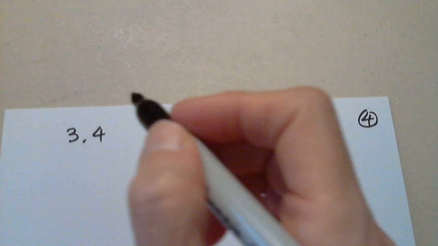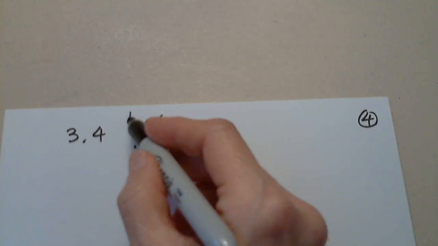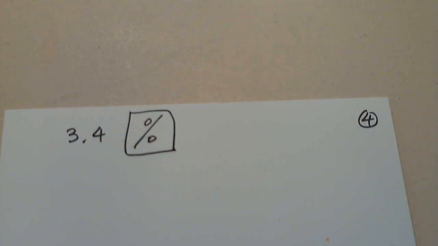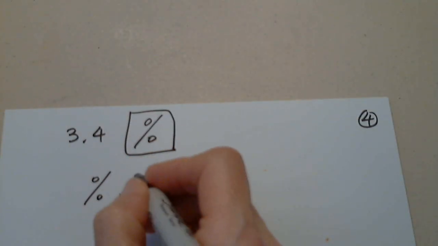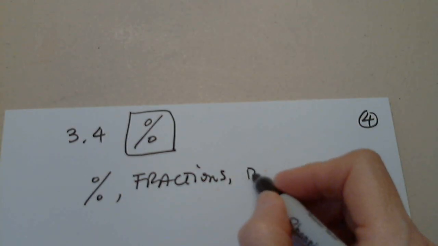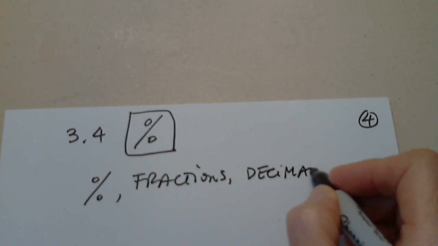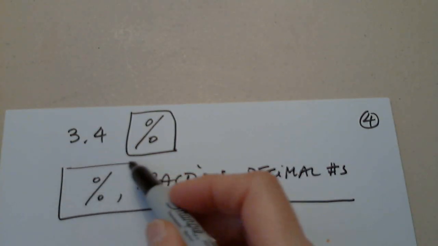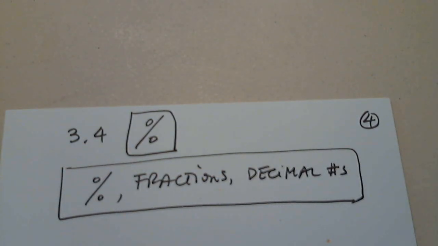Good. So we're moving on to 3.4. In 3.4, we're going to talk about percent and how to change from percent to decimal number and vice versa, and to fractions. So percent, fractions, decimal numbers. That's basically what we're going to do for the next few minutes.